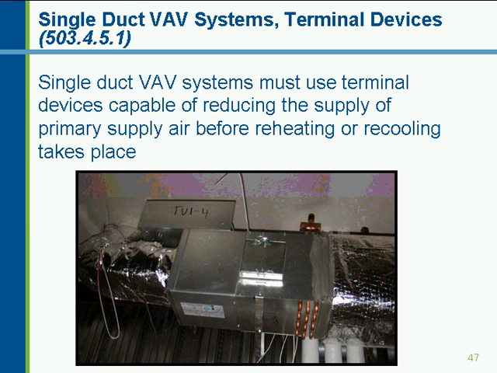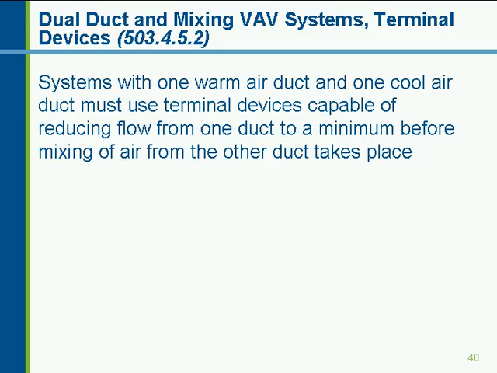If you've got a single duct VAV system, you're required to have terminal devices capable of reducing the supply of primary air before reheating and recooling takes place, and that's typical VAV terminal unit shown below. Dual duct systems must also have terminal units that reduce the flow from one duct to a minimum before it's mixed with the other duct.